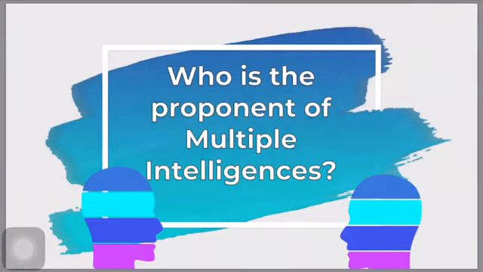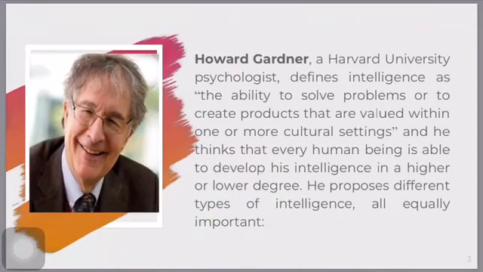So who is the proponent of multiple intelligences? Howard Gardner. Howard Gardner is a Harvard University psychologist. He defines intelligence as the ability to solve problems or to create products that are valued within one or more cultural settings. He thinks that every human being is able to develop his intelligence to a higher or lower degree. He proposes different types of intelligence, all equally important.